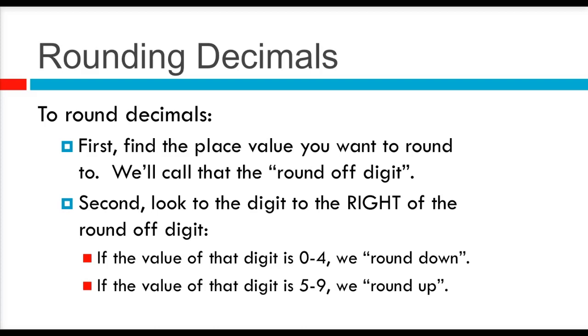So to round decimals, first we find the place value that we want to round to. We're going to call that the round-off digit in this video. Second, look to the digit to the right of the round-off digit. If the value of that digit is 0 through 4, we round down, or if the value of that digit is 5 through 9, we round up. And we'll see how this plays out in a couple of examples.